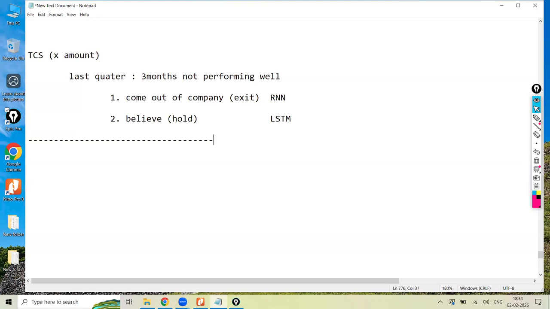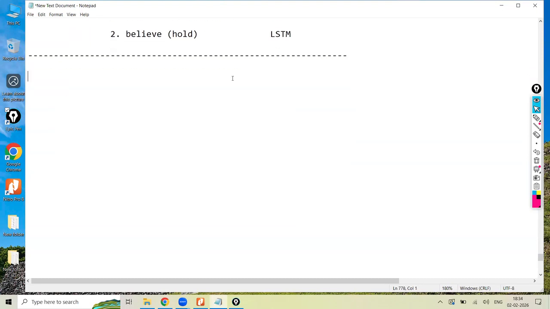Now, second, let's move on to the LSTM. To understand the LSTM, I require one small point. What is the small point? Has everyone completed your 10th class? 100% in this class, everyone has completed 10th class, right?